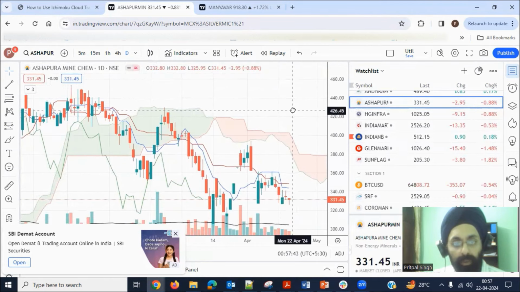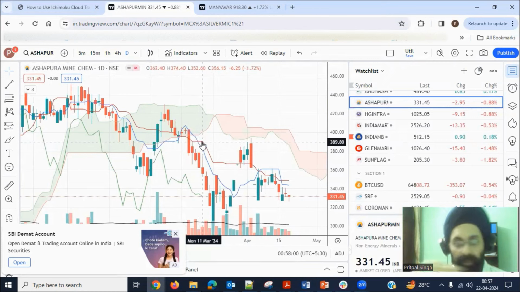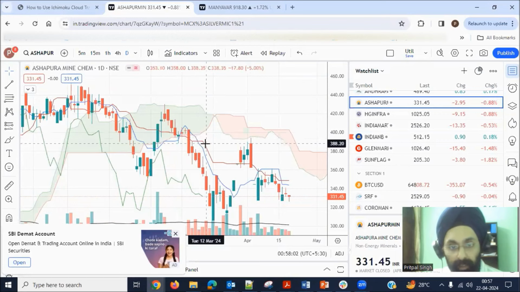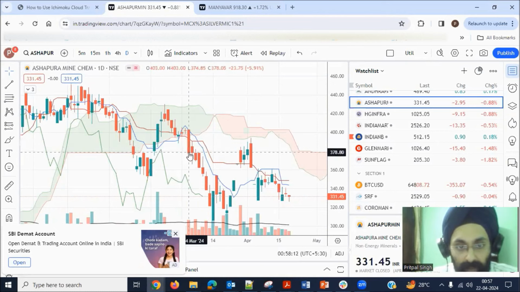Yeah, this is a very good example. Here you see the blue line was above the red line, and it crossed the red line and went below it. Although the red line was flat for a couple of days, then it also went down. So both the lines were sinking down like this, and this is a very good example of a bearish crossover.